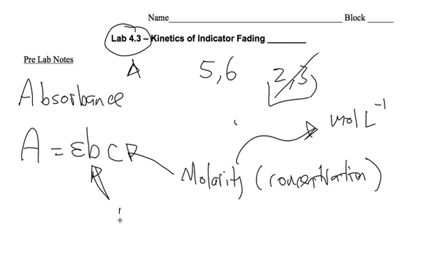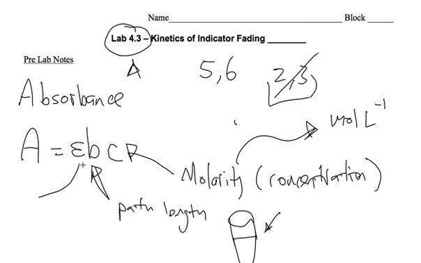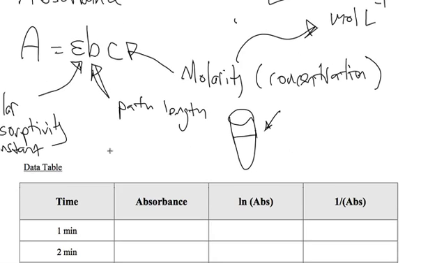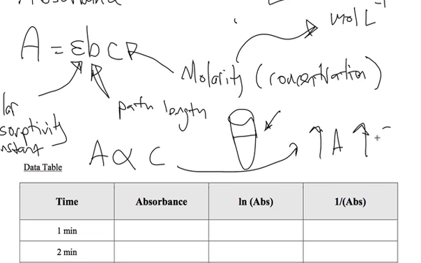b is what's called the path length. That's basically the width of the test tube. How much light is going to pass through depends on how wide the test tube is. And ε is a constant, called the molar absorptivity constant. A very simple equation. The most important thing to garner from this equation is that absorbance is directly proportional to concentration. That is to say, when absorbance goes up, concentration goes up.